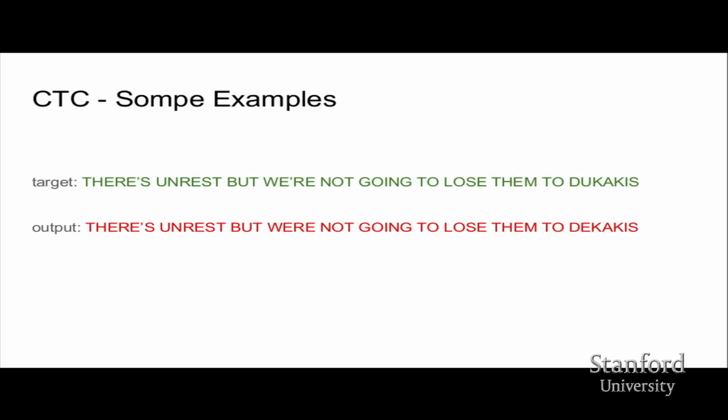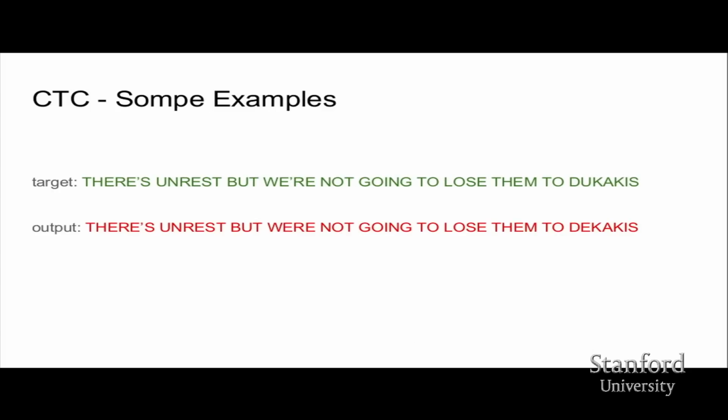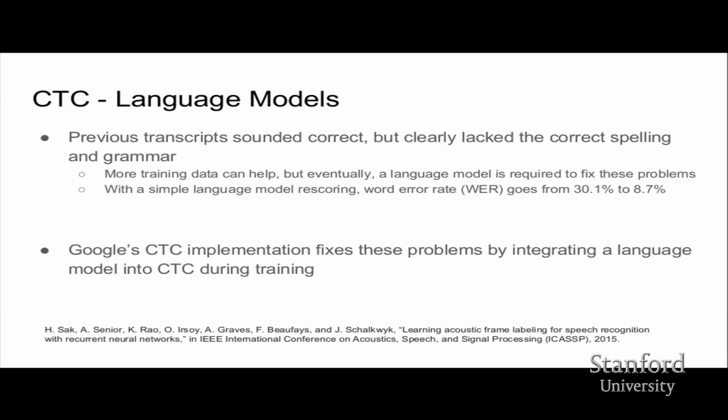So it's pretty interesting that it produces text that very much is like the output text that you desire. Of course, it turns out these sound very good. If you read out the transcripts, it sounds like what you've heard. So clearly something's missing. And what's missing is correct spelling and also a notion of grammar.